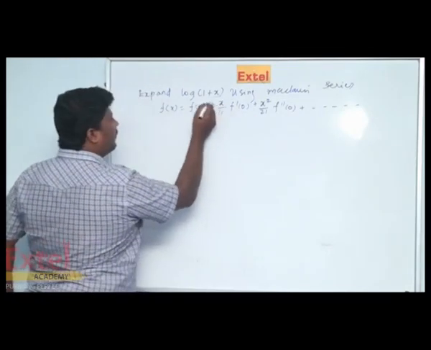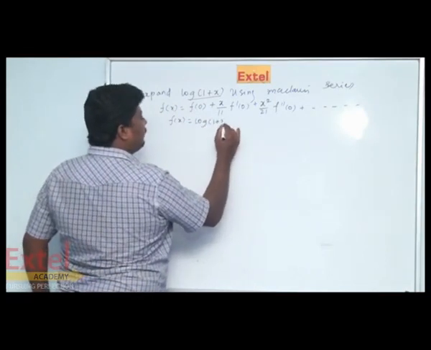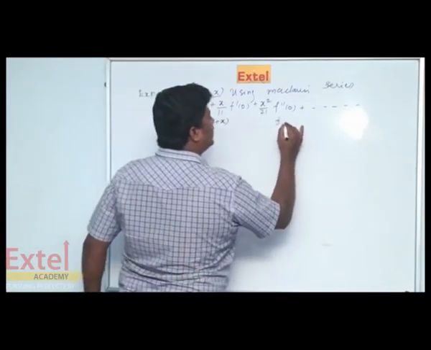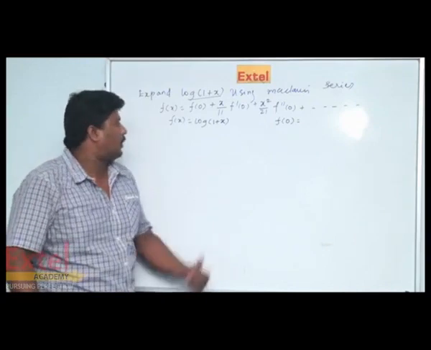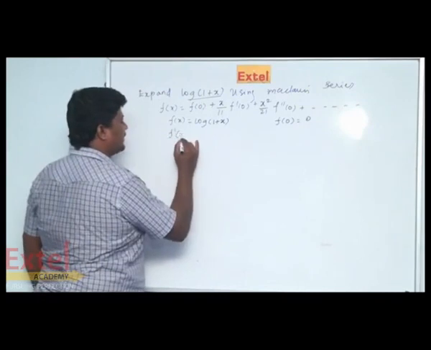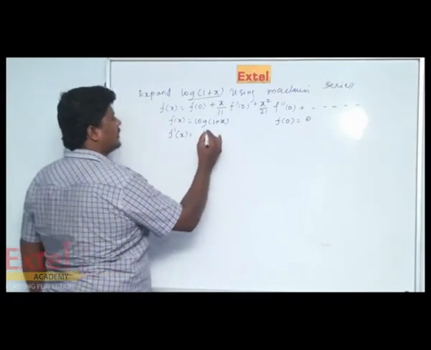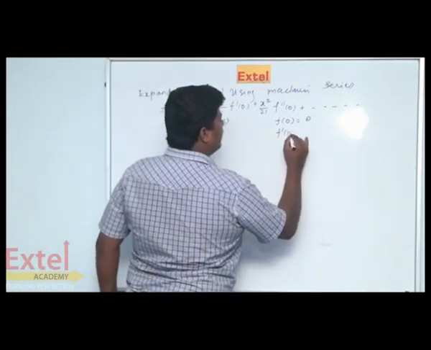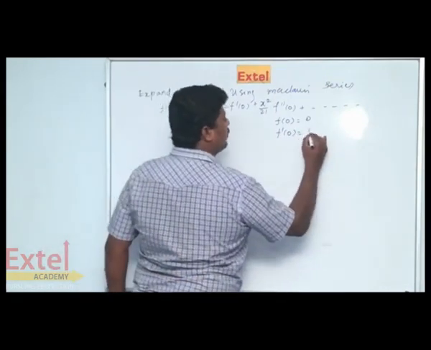It is given in your problem, f of x is equal to log 1 plus x. Immediately you find f of 0. If you put x equal to 0, log 1 becomes 0. The next one, find f dash of x. Up to 5 derivatives you have to find. Therefore, f dash of x is equal to 1 by 1 plus x. Therefore f dash of 0, if you substitute x equal to 0, is 1 divided by 1 plus 0, which is equal to 1.